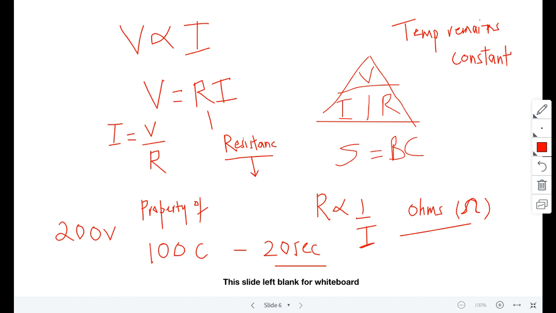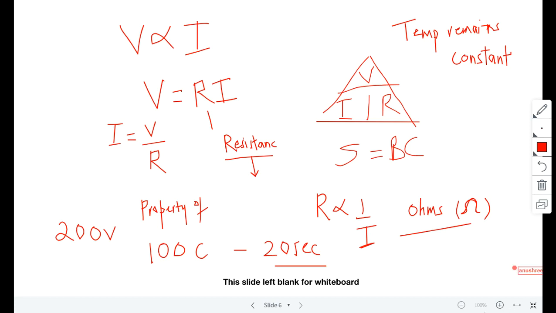So therefore V equals IR. Since I'm trying to find the resistance, that would be R equals V over I, and then R equals 200 over 5, which would give me R equals 40. Yes, 40 ohms. Is it 40 ohms? Yes, that's correct.